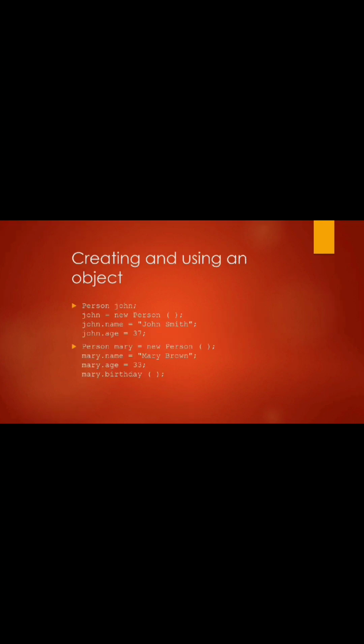Now let's see how to create and use an object. For example, Person john equals new Person, open and close brackets, john.name equals "John Smith", john.age equals 37. The next is Person mary equals new Person, open and close brackets, which is a constructor call. mary.name equals, inside the quotation, "Mary Brown". mary.age equals 33. So it represents how to create and use an object.